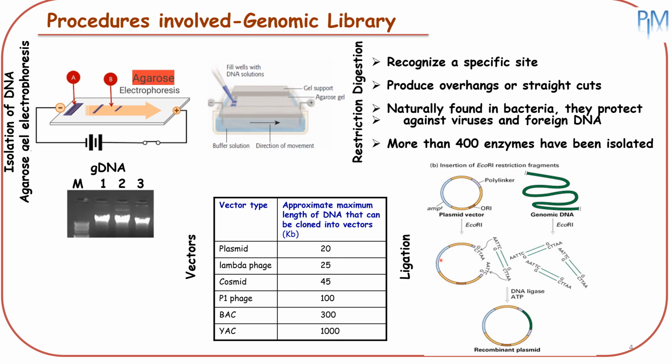Cloning into suitable vectors depends upon the size of the insert DNA. So we have to choose the vector according to the size of the DNA fragment you want to clone. Usually it is done by T4 DNA ligase, the molecular glue, in a plasmid vector, if the size of the fragment is within 20 kilobase pairs.